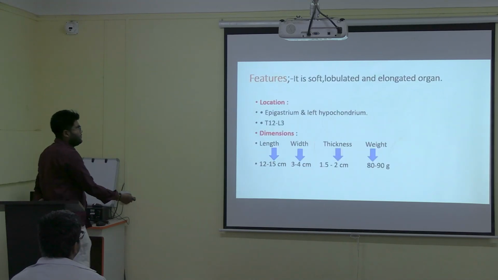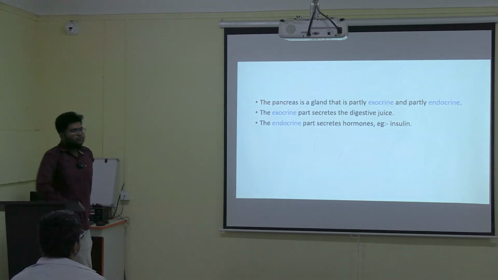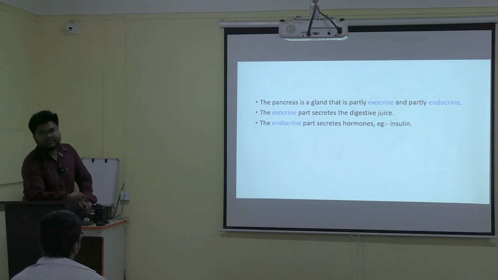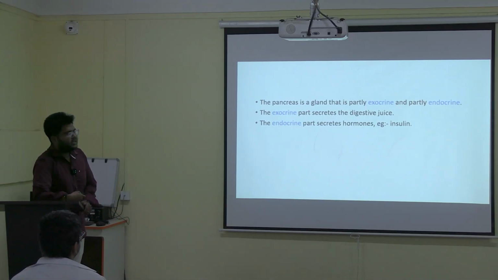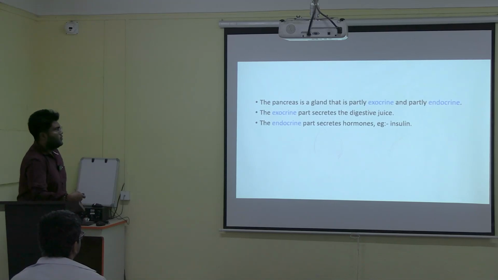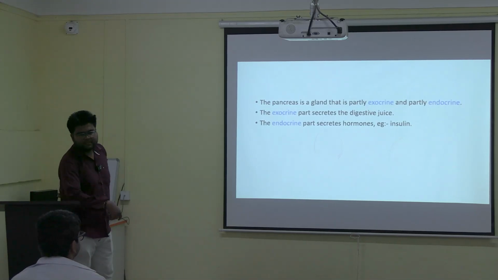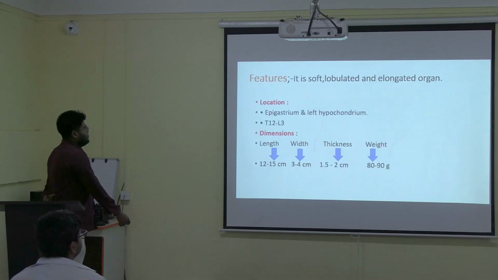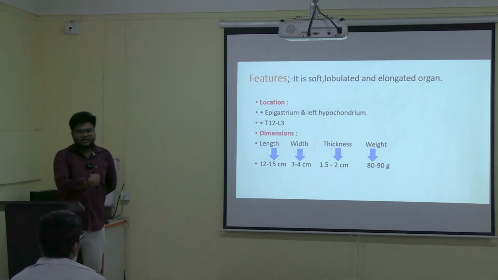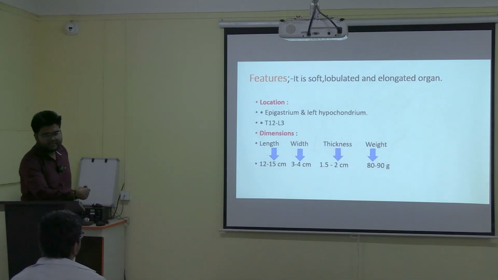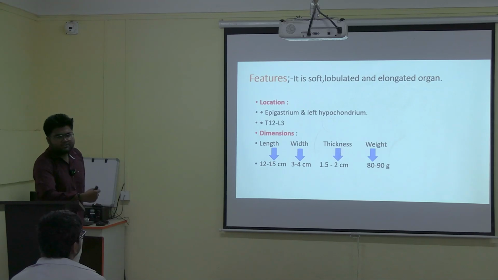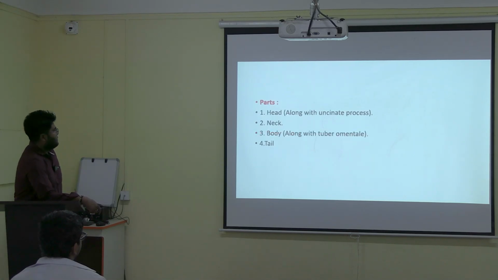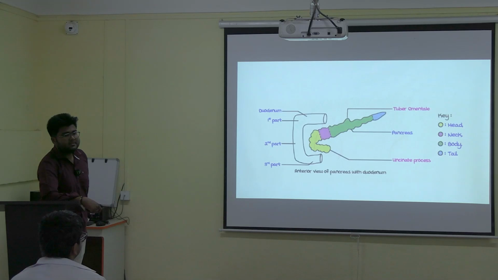The pancreas is a gland which has 2 functions, exocrine and endocrine. The exocrine function is to secrete the digestive juice, and the endocrine part secretes the hormone, mainly insulin, which is secreted from the islets of Langerhans cells. Next is the location. This is present in the epigastric and left hypochondrium region. It is present at T12 to L3 vertebra, and then its length, width, thickness and weight. First the parts; the main important thing is the relations.